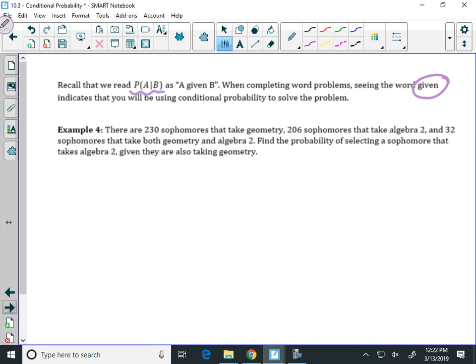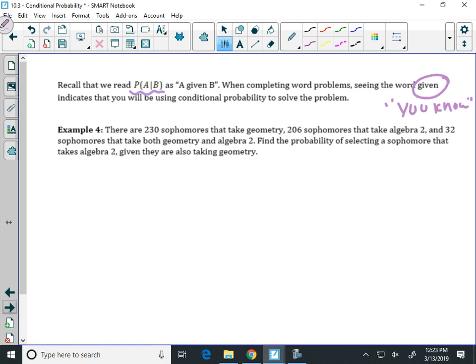Other words might be like "you know." That's another trigger word that means the same thing as given. Like, what's the probability of getting an A if you know you study? That's the same as, what's the probability of getting an A given you study? So something like "you know," or "we're told," things like that, mean the same thing as given.